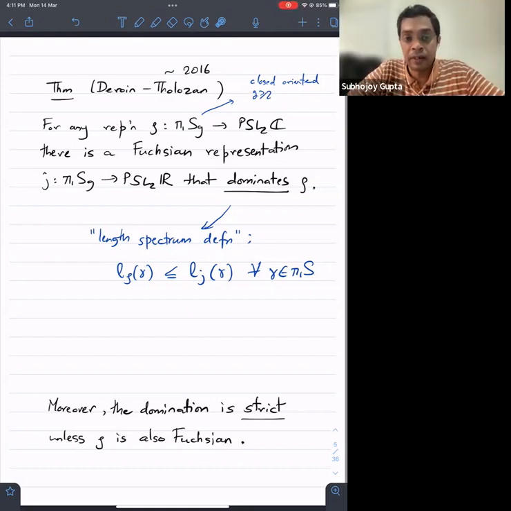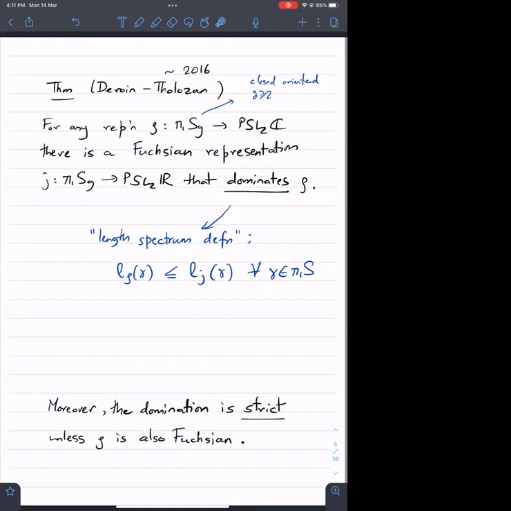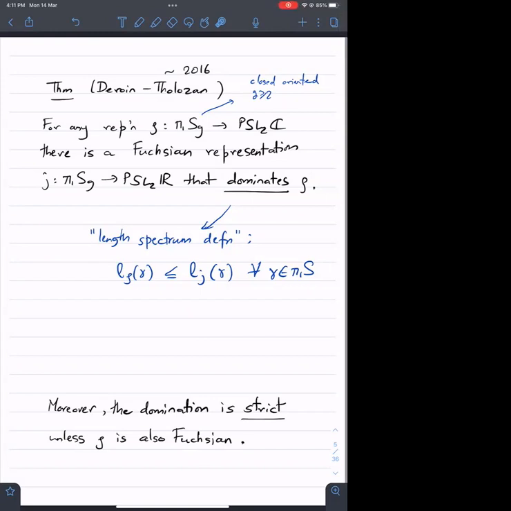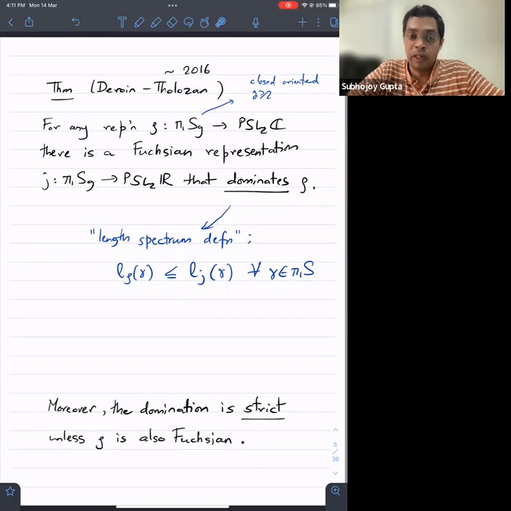In particular, this Deroin-Tholozan theorem basically says that if you have an indiscrete representation into PSL2R, you can dominate it by a discrete faithful representation. That's right, absolutely. In fact, this statement for PSL2R, I will mention later on, was already around the same time a consequence of a work of Guéritaud, Kassel, and Wolff.